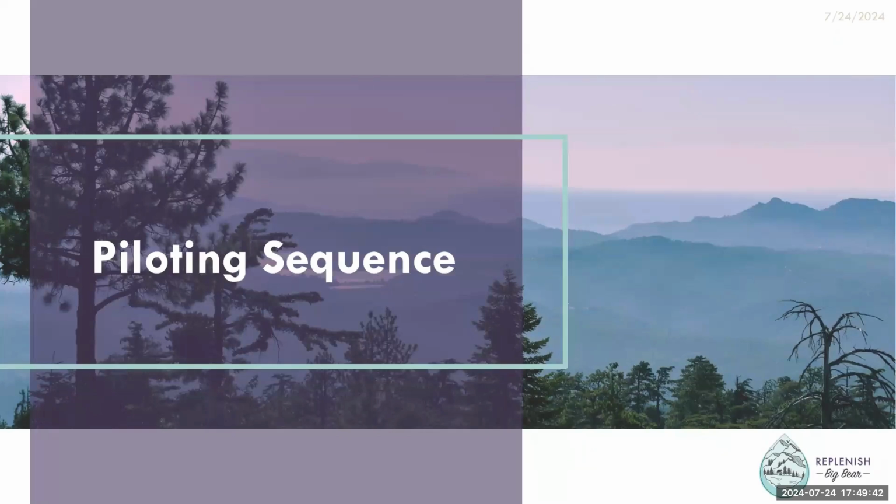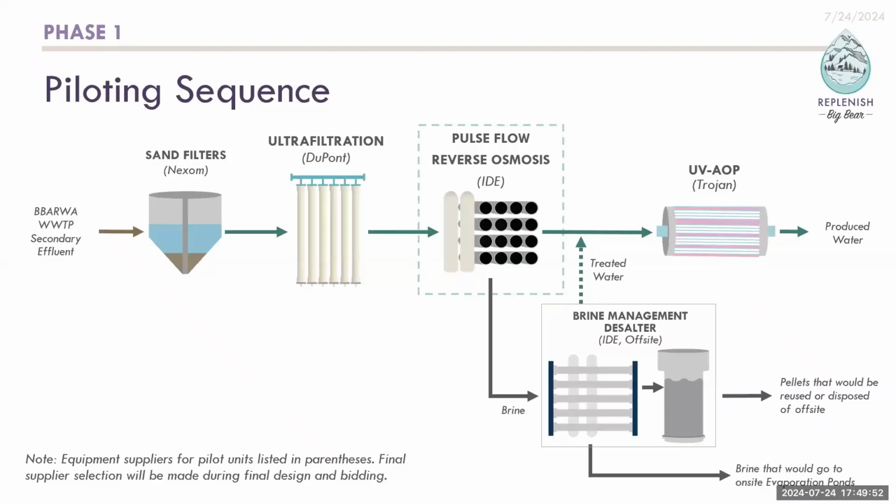Okay, so for the pilot sequence, we went through 2 phases, which were primarily split to allow us to pilot 2 different high recovery harvest systems. For phase 1, the same process flow diagram we went through earlier, just highlighting in that dashed box there, the IDE full flow reverse osmosis system. Again, one of the few high recovery harvest systems that are out there available for piloting.